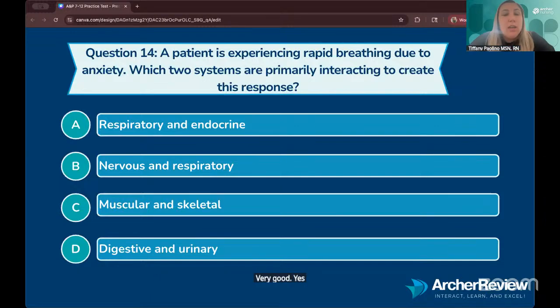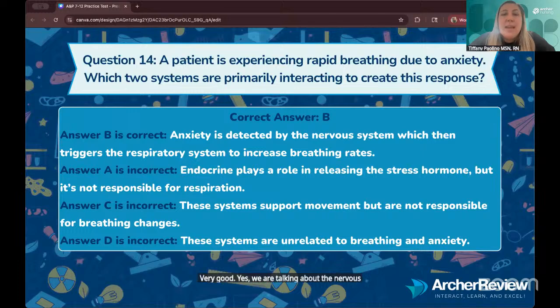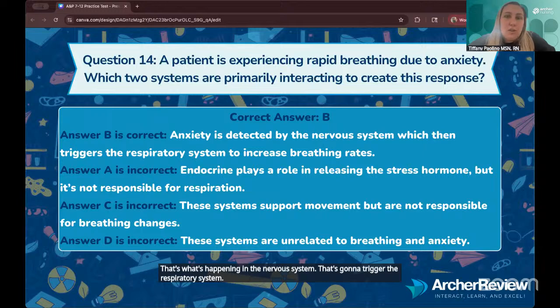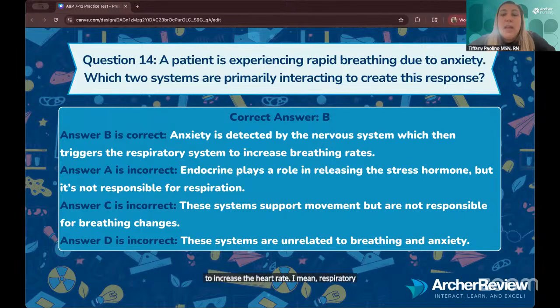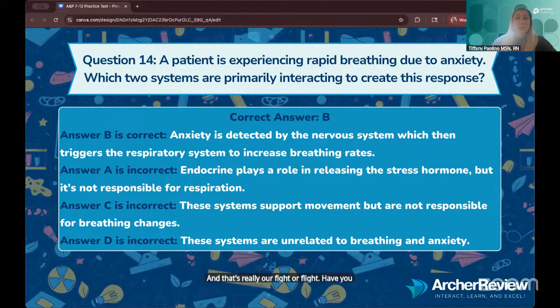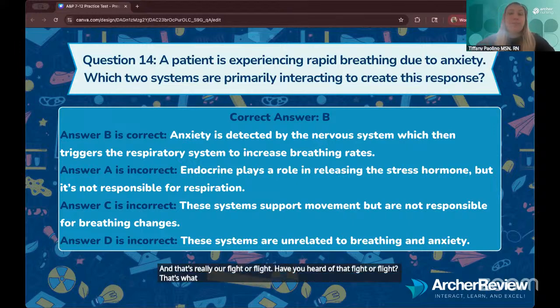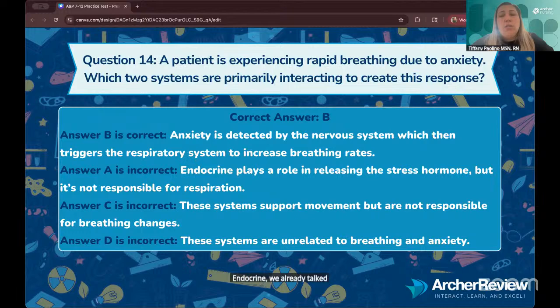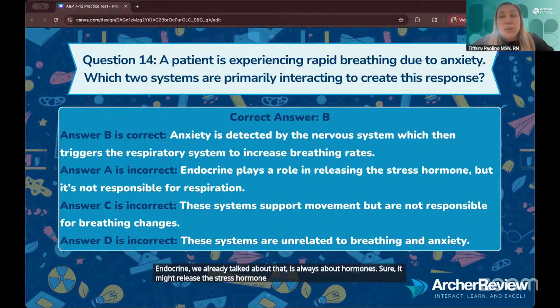Yes, we are talking about the nervous system and the sympathetic response, right? That's what's happening in the nervous system. That's going to trigger the respiratory system to increase the respiratory rate. And that's going to help oxygenate the tissues. And that's really our fight or flight. Have you heard of that fight or flight? That's what's happening here. Endocrine, we already talked about that, is always about hormones. Sure, it might release the stress hormone, but it's not directly related to respiratory response.